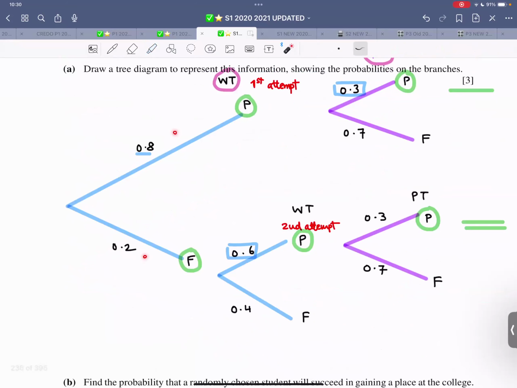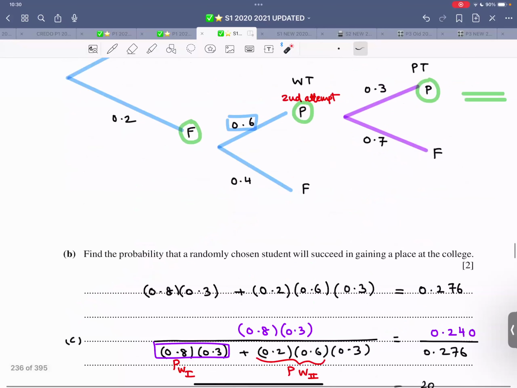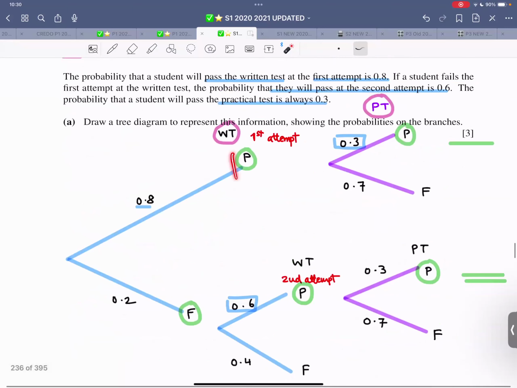So 0.8, 0.2, then 0.6, 0.4. Then in front of this 0.3, 0.7, in front of this 0.3, 0.7. So very low probability of passing the practical test. Draw a tree diagram. That's done. Find the probability a randomly chosen student will succeed in gaining a place at the college. He passes on the first attempt, passes the practical test. So pass, 0.8 times 0.3.